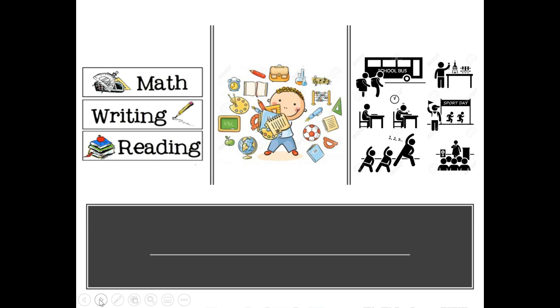Well, in the first picture, I notice the words math, writing, and reading, which are all things you do at school. In the next picture, I notice a boy that is doing all different types of subjects at school, from writing to geography to music to math to PE or sports to art. And in the next picture, I notice different parts of the school day: science, sports, PE, music.